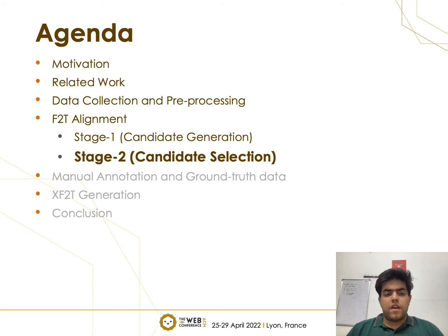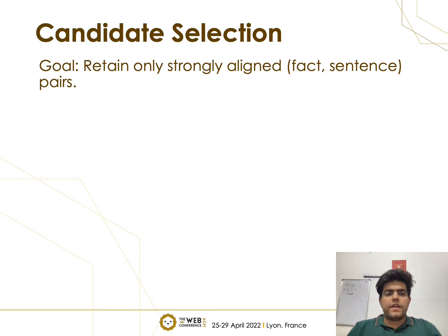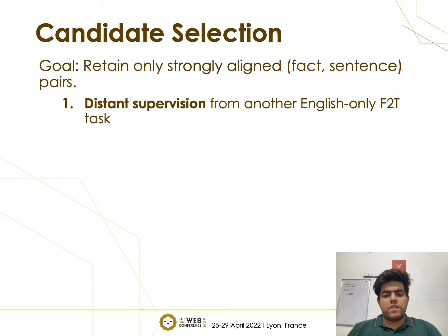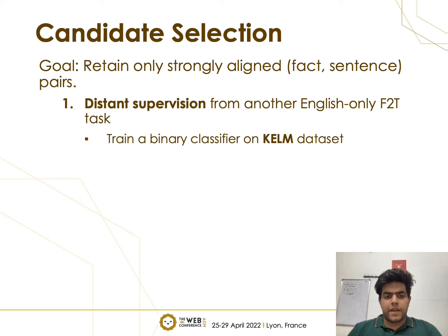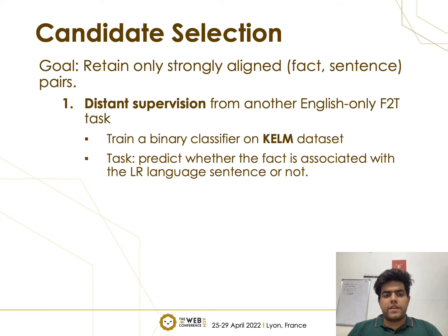Our stage 2 is the final candidate selection for our cross-lingual fact-to-text alignment. For candidate selection, as already mentioned, the goal is to retain only those facts which strongly align with the given sentence. For this, we consider two approaches. The first approach is distant supervision from another English-only fact-to-text task. For this, we train a binary classifier on the KELM dataset. This classifier is trained with the task of predicting whether the fact is associated with the given sentence or not.